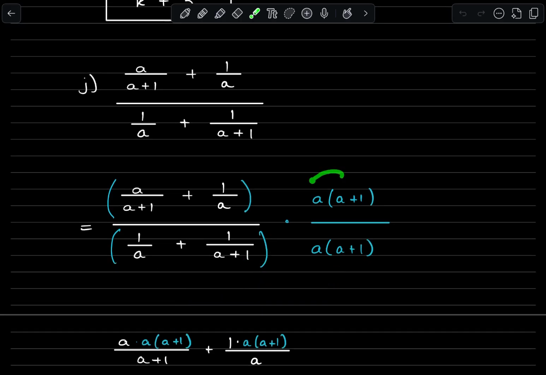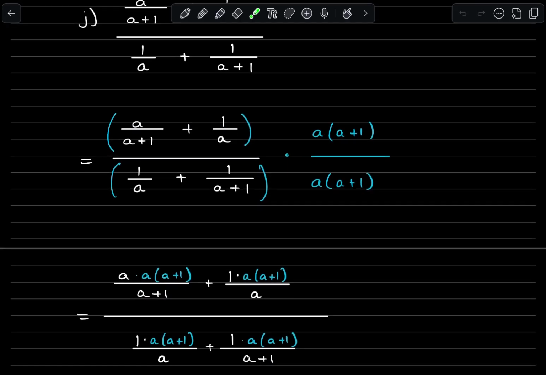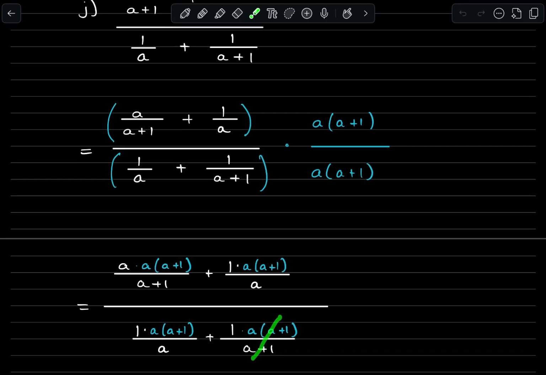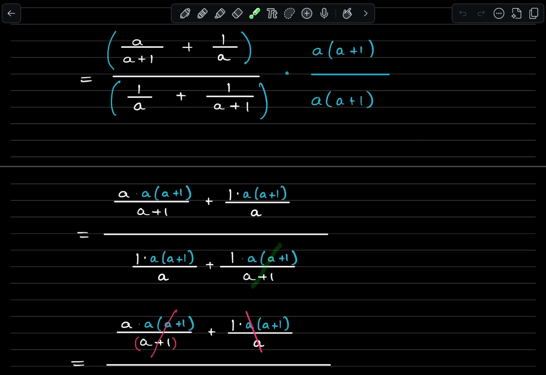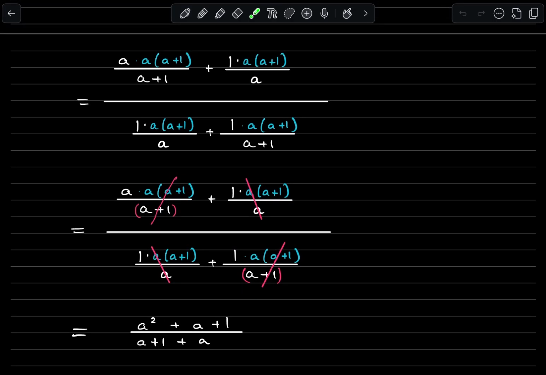The idea is, by doing this, we should be able to eliminate all of the denominators that exist within this complex fraction. Okay? So we're going to have a times a plus 1 over here up top, this a times a plus 1 here, same thing on the bottom, and now I see this factor is going to cancel out with that one, this a is going to cancel out with that one, this a is going to cancel out with that one, and this a plus 1 is going to cancel out with that one. Okay, well, that's exactly what's going to happen here. So let's see what this simplifies to.